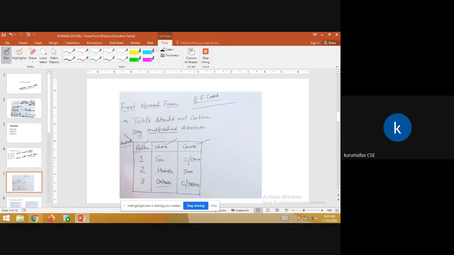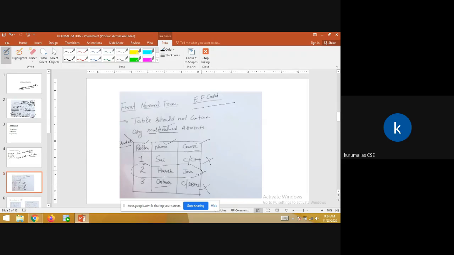The next one is course. Sai has joined C and C++, Harsha Java, and some other person C and DBMS. According to first normal form, the table attribute should not contain multi values. If you look here, C or C++, Java, C or DBMS. According to this rule, this is a valid statement. This is a valid statement. But these two are not valid statements.